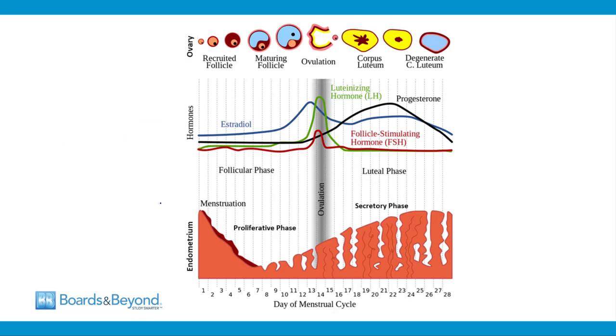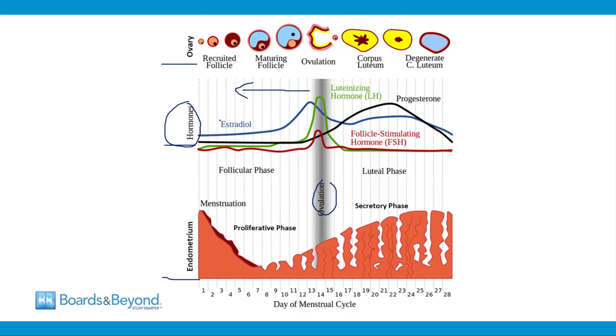So let's take a look at this diagram, which shows the changes in the ovary during the menstrual cycle along the top, the hormonal changes in the middle, and the changes in the endometrium along the bottom. I'm going to start by going through the hormonal changes because these changes drive everything that's happening in the ovaries and the endometrium. So this is ovulation in the middle of the menstrual cycle, and everything on this side of ovulation, in other words, everything before ovulation, is the first half of the menstrual cycle.